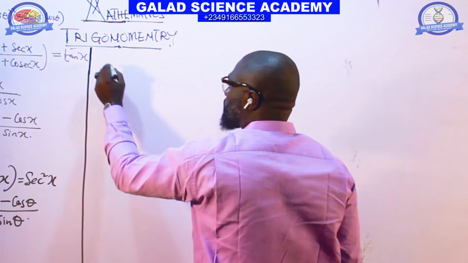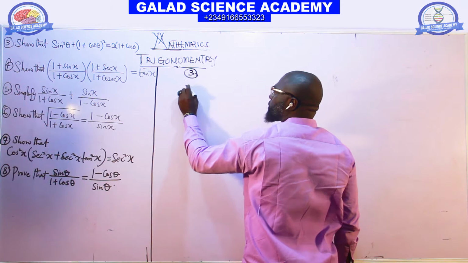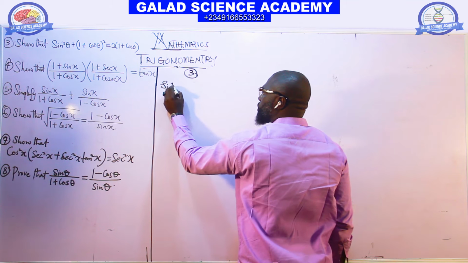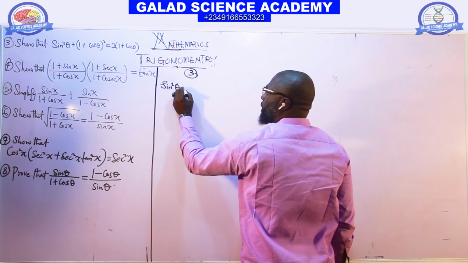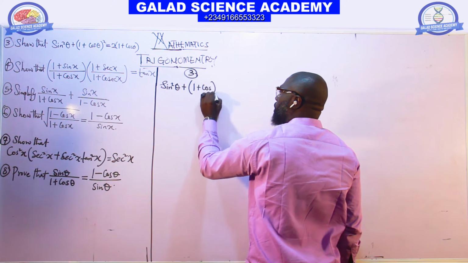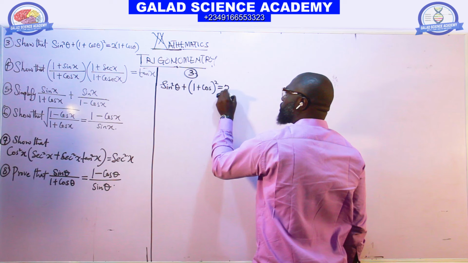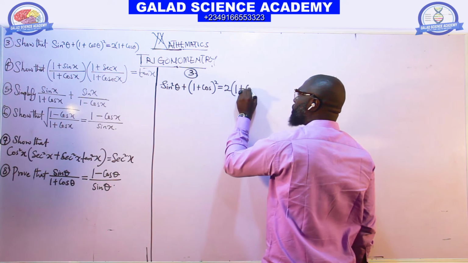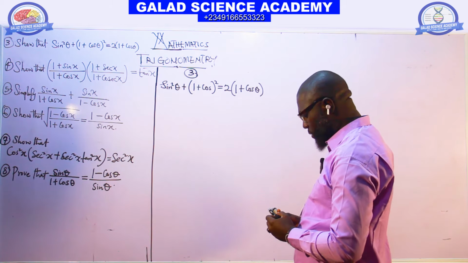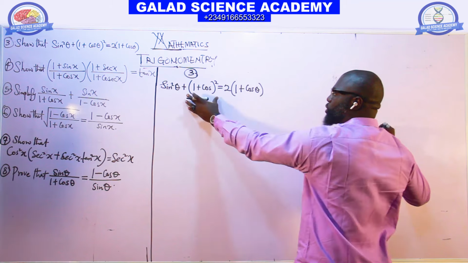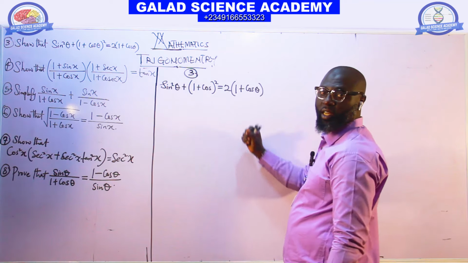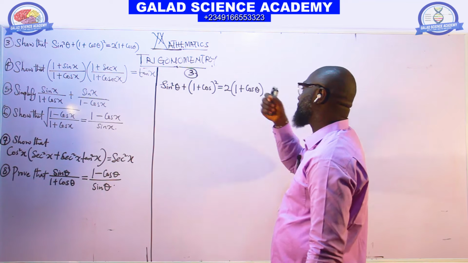Look at the third question. We have to show that sine squared theta plus 1 plus cos squared theta equals 2 into 1 plus cos theta. So we have to show that this side equals this side, the left hand side equals the right hand side.